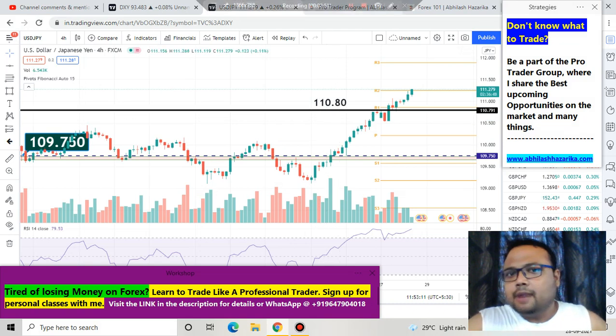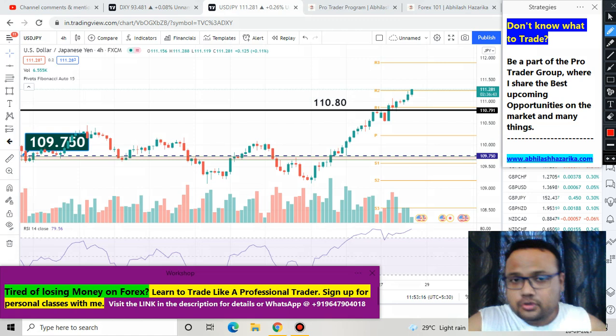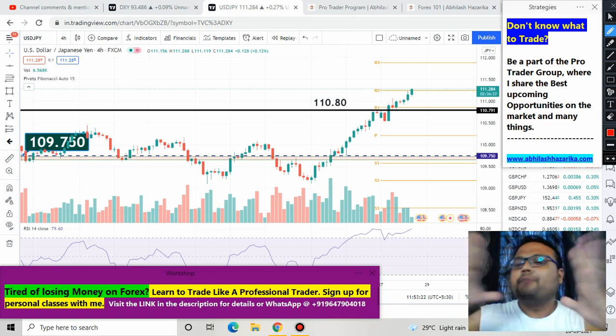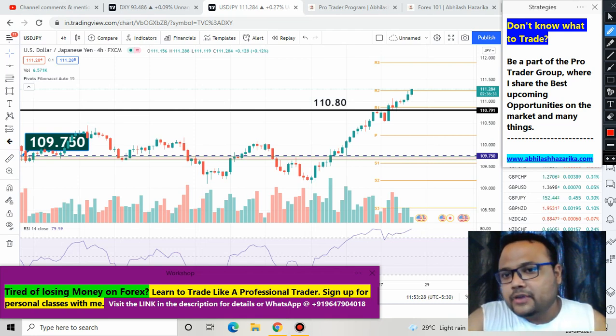See, in a market condition like this, whenever you see the market being so bullish, first of all, you should not short the market. And in a market condition like this, the only trading opportunity is to wait for the market to consolidate. Right now you can see the market is trading at 111.28. Suppose you buy here, listen to me carefully, if you buy here, then your stop loss will be below this level, so you're taking too much risk.